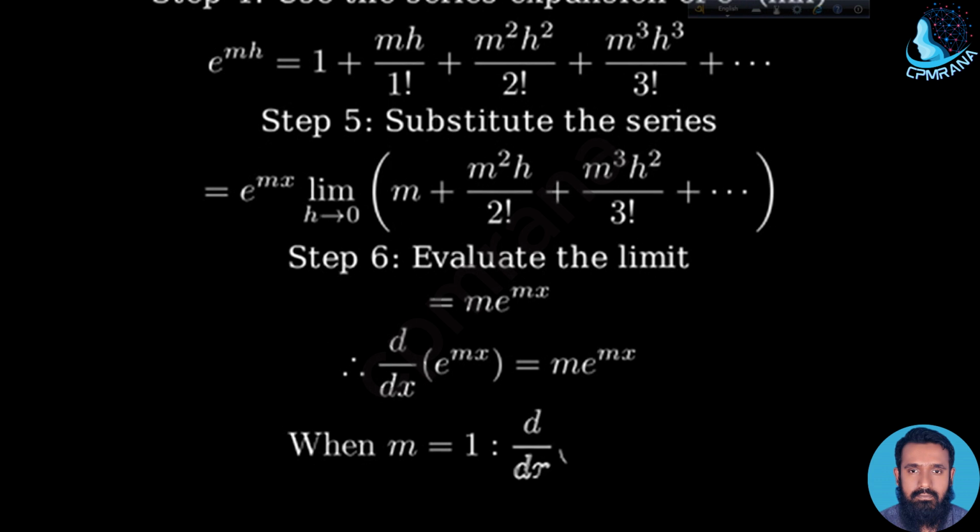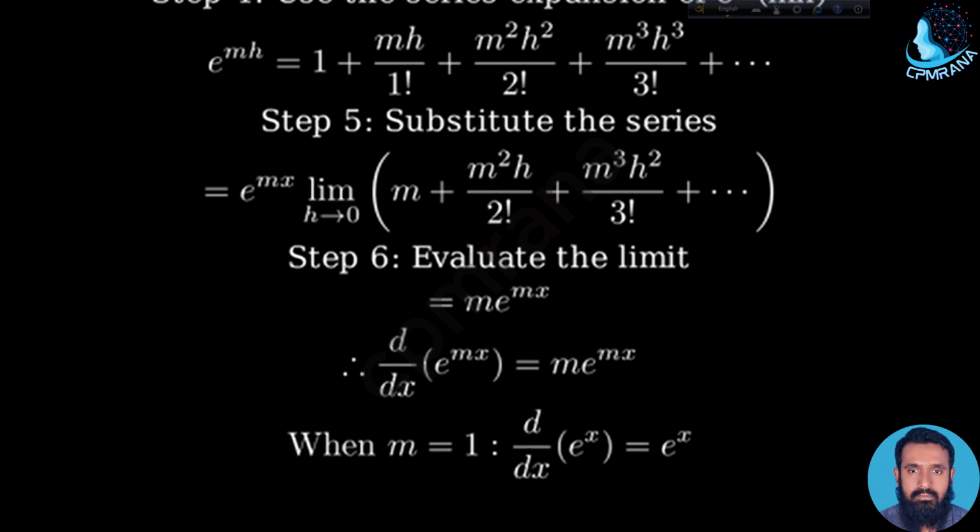This is a powerful result that shows us that the exponential function is special. It's the only function that is proportional to its own derivative. When m equals 1, we get the even more special case where the function exactly equals its own derivative.